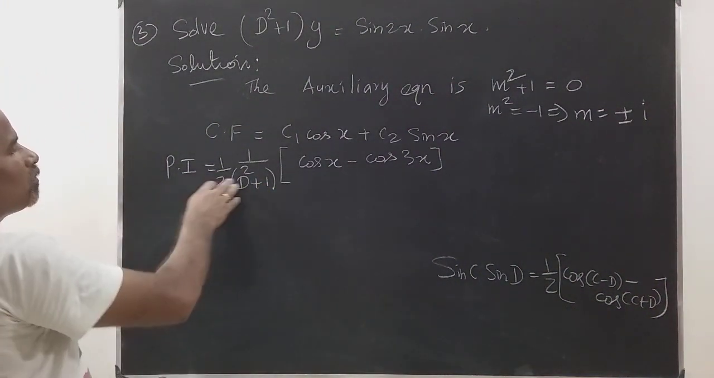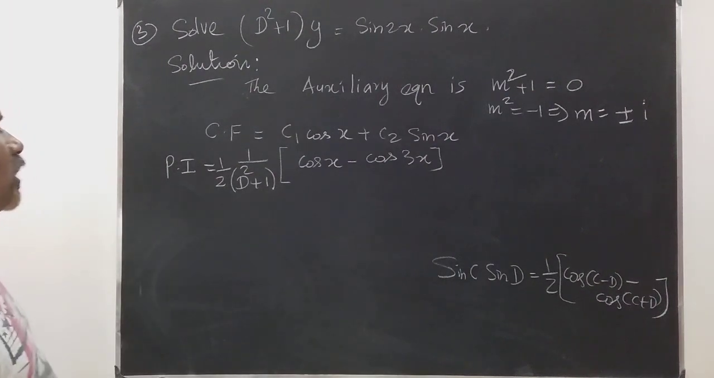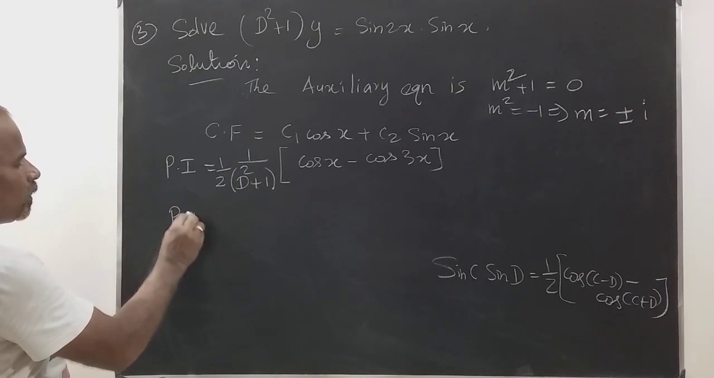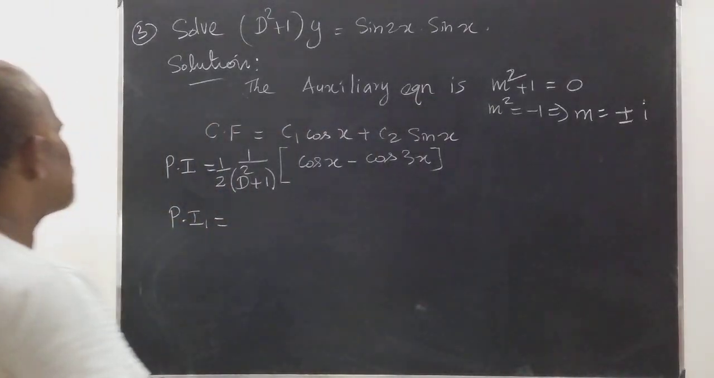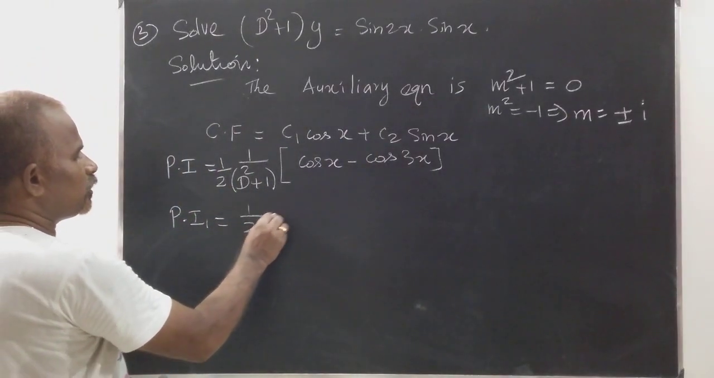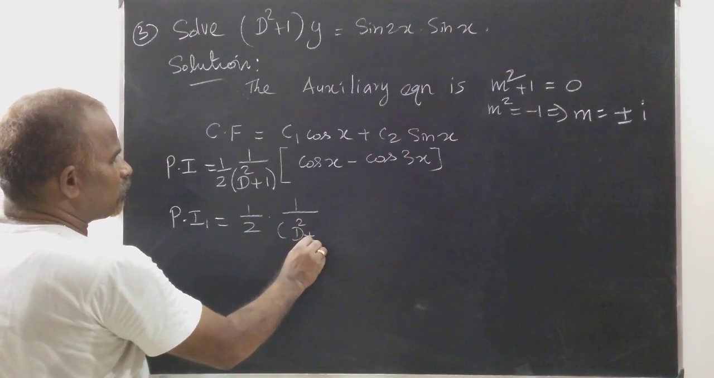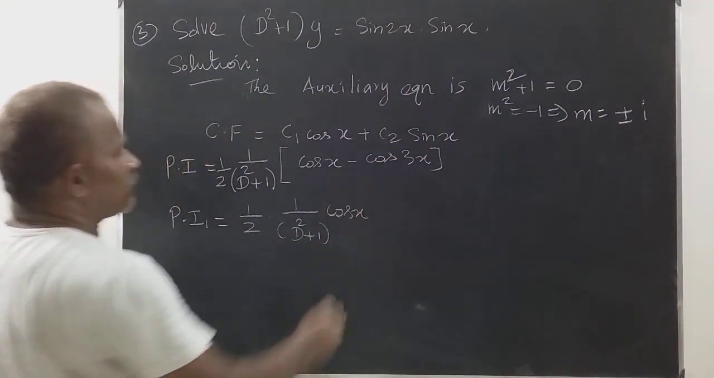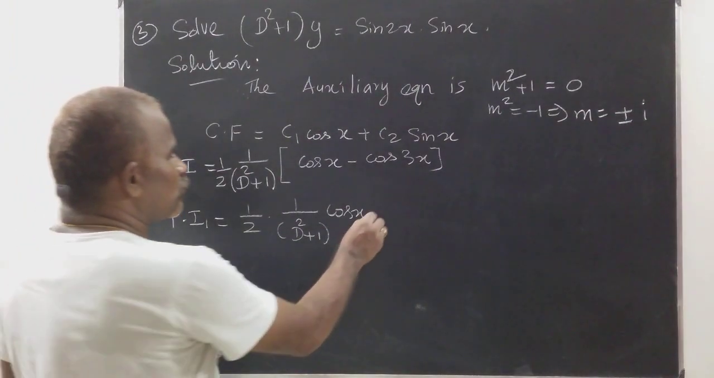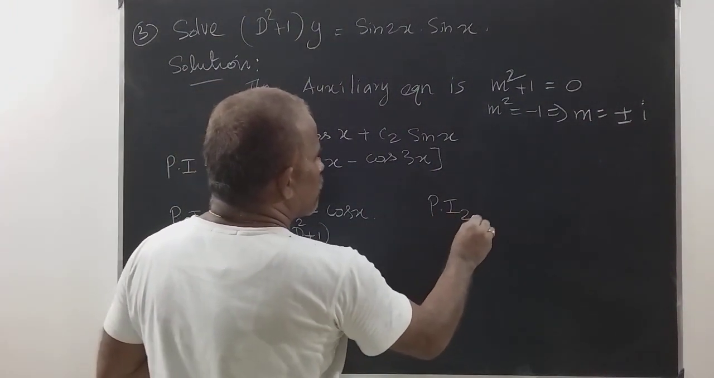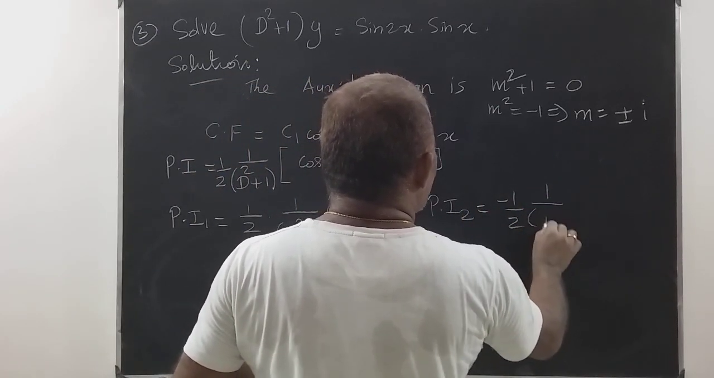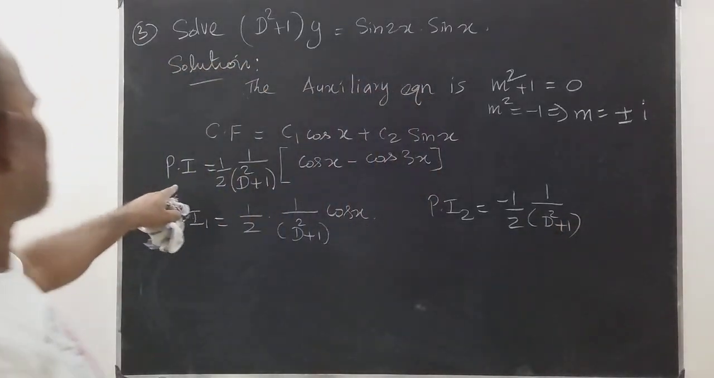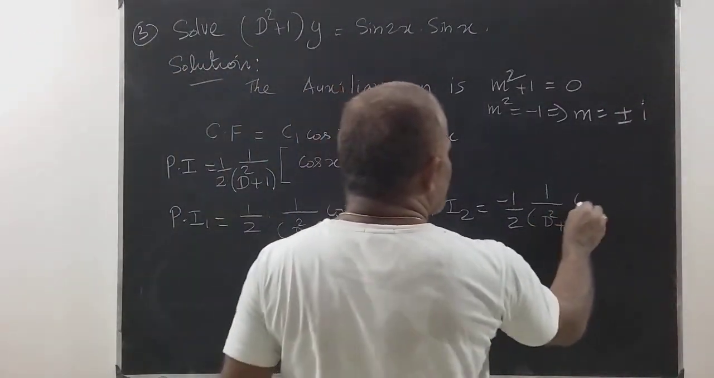Okay. So now I am splitting this particular integral into two: particular integral 1 and 2. What is particular integral 1? 1 by 2 into 1 by D square plus 1 into cos x. Particular integral 2 is again minus 1 by 2 into 1 by D square plus 1 cos 3x.